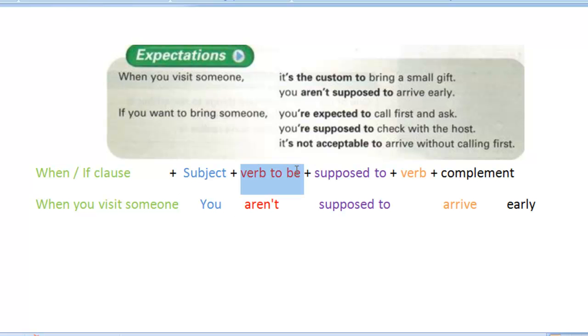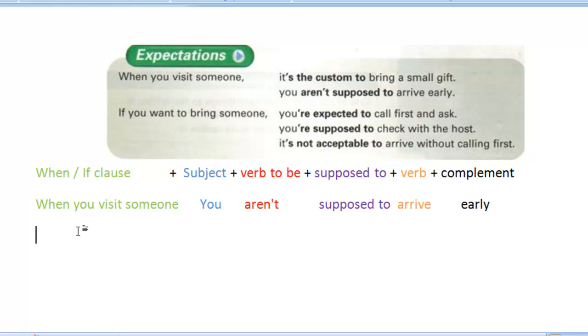then it's going to follow the verb to be. The verb to be can be either in its positive form or it could be negative. In this case, it happens to be in its negative form. So when you visit someone, you aren't. Then this is going to follow: supposed to. You aren't supposed to, and then it's going to follow the verb. In this case, the verb is arrive. You aren't supposed to arrive early. And then finally, it should follow the complement.